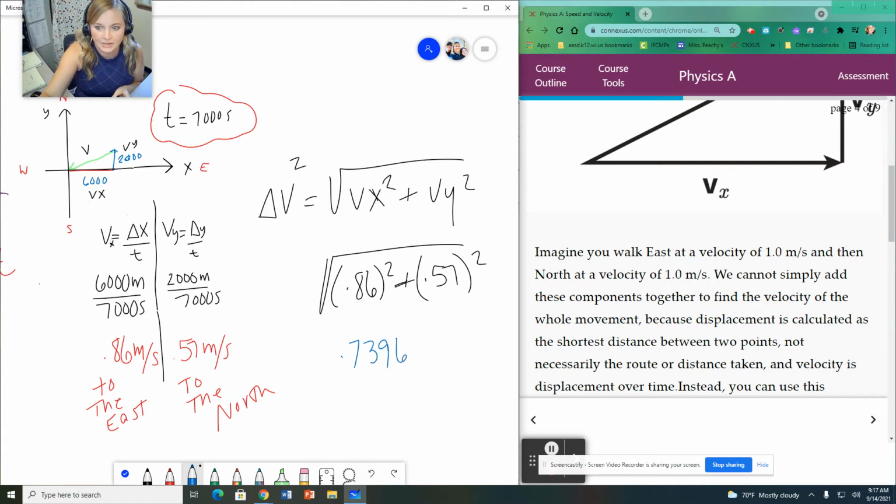I get 0.7396. Now, just so you know, I will follow the rules here as far as rounding after everything's done. If you round multiple times throughout your calculation, your end result is going to have errors in it. So just round once at the very end. So that's why it's nice to be able to do this on the calculator with parentheses, so then you don't have to round. Okay.